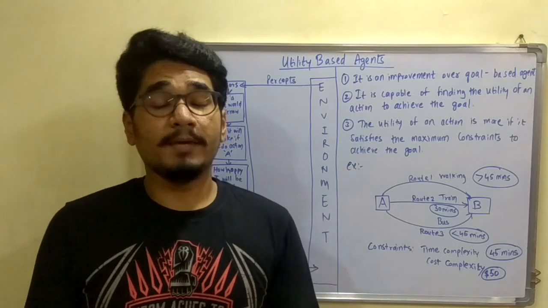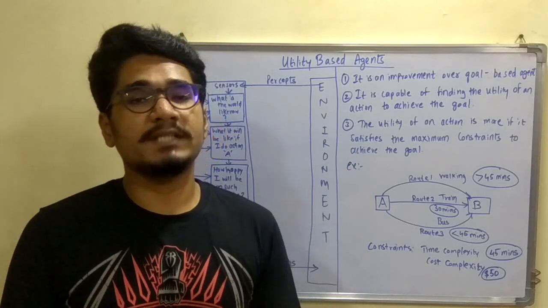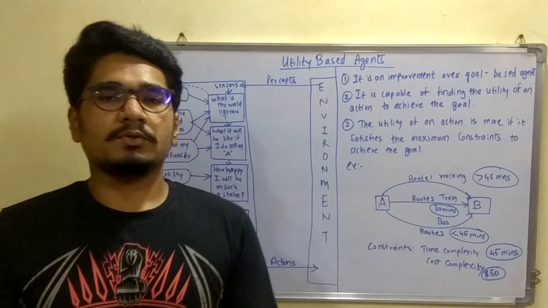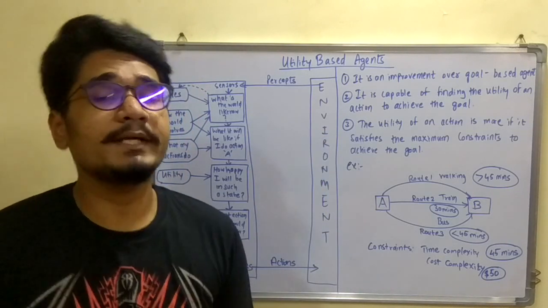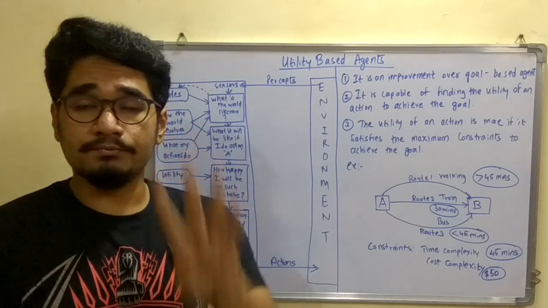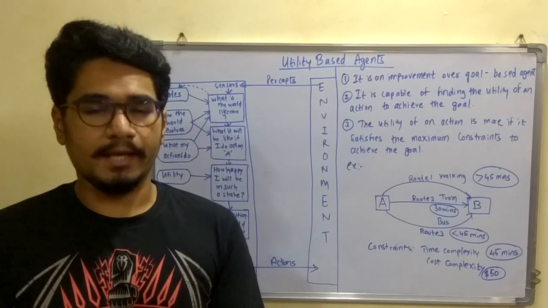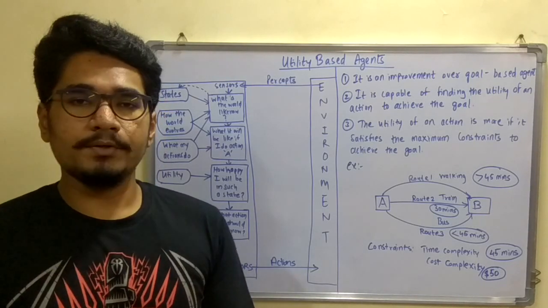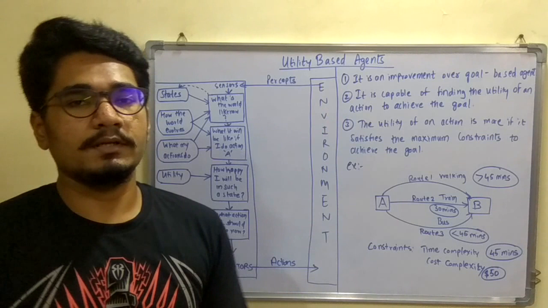Hello viewers, in my last video I discussed the goal-based agents in artificial intelligence. So today I'll be discussing the utility-based agents in artificial intelligence, which is the fourth type of rational agent in AI. So stay tuned to this video. What are utility-based agents in AI?